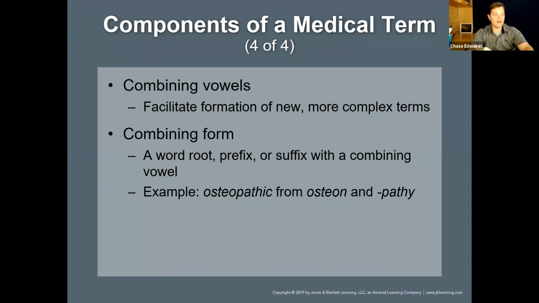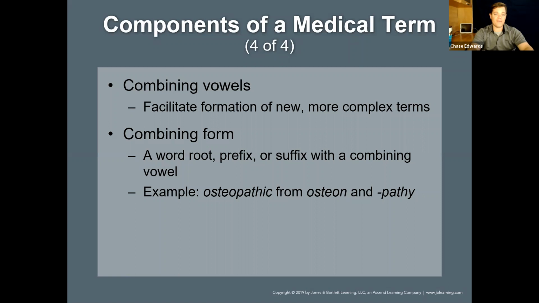So examples like osteopathic, the first word root is osteon, which is Greek for bone. And then the N is dropped, all right? And the combining vowel O is added to create the combining form. So osteo, and then adding the O facilitates the addition of a second combining form. So pathy, from the word root patho, meaning disease, patho, disease, right?